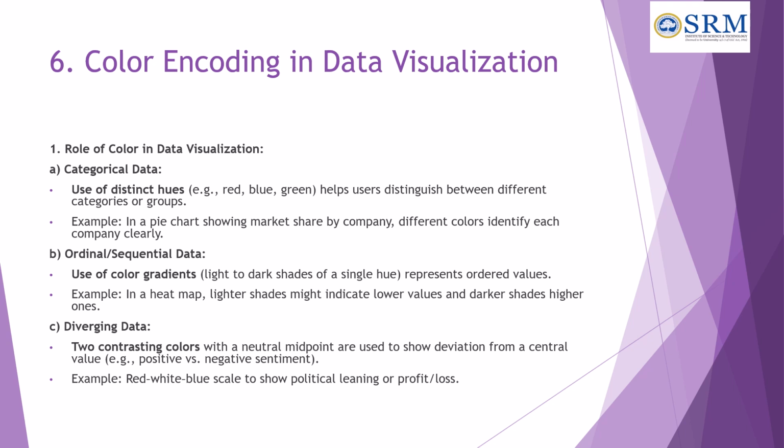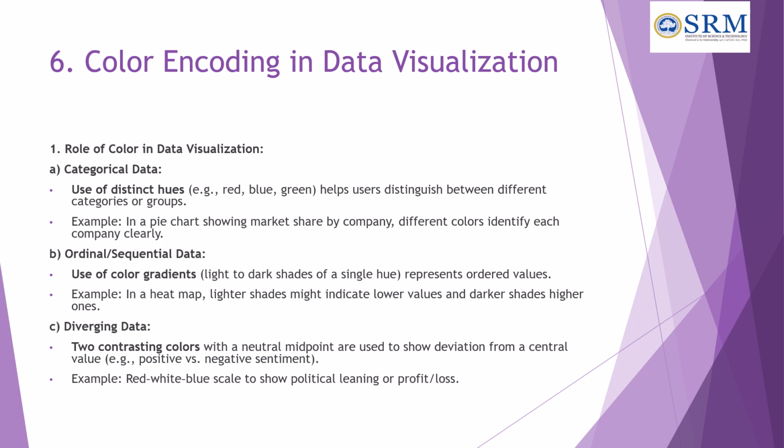This helps us see patterns or changes in intensity. An example is a heat map where color shows how strong or weak something is. For diverging data, when we want to show changes from a middle point like profit versus loss, we use two opposite colors such as red and blue with a neutral color like white in between. This shows clearly which values are above or below the middle, like gains versus losses or negative versus positive opinions. Using color the right way makes charts easier to read and helps viewers understand the message quickly.